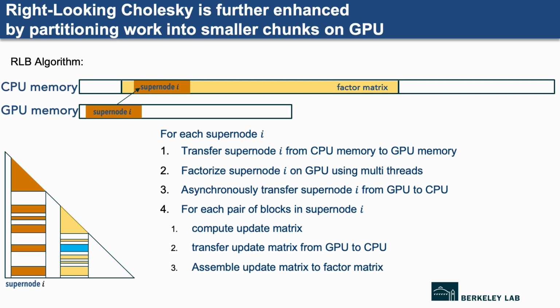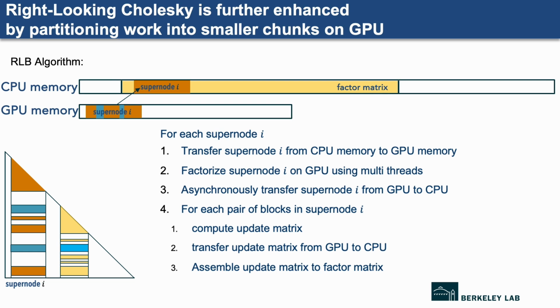And then instead of computing the update matrix for the whole span node, we just divide the span nodes into blocks. And this algorithm just processes each pair of blocks. For example, here we show two sample blue blocks, and these blue blocks produce an update matrix for the block in the parent span node.